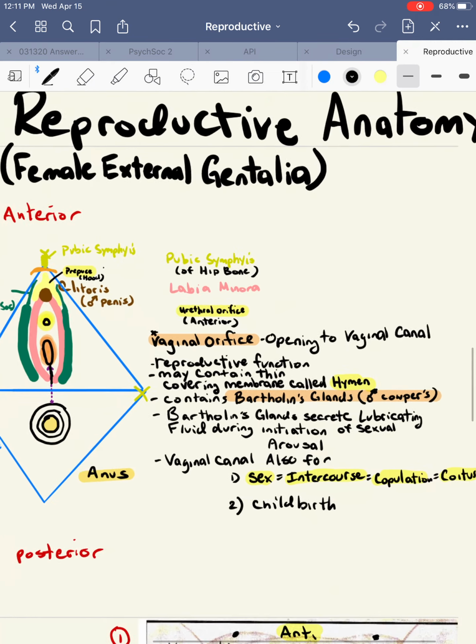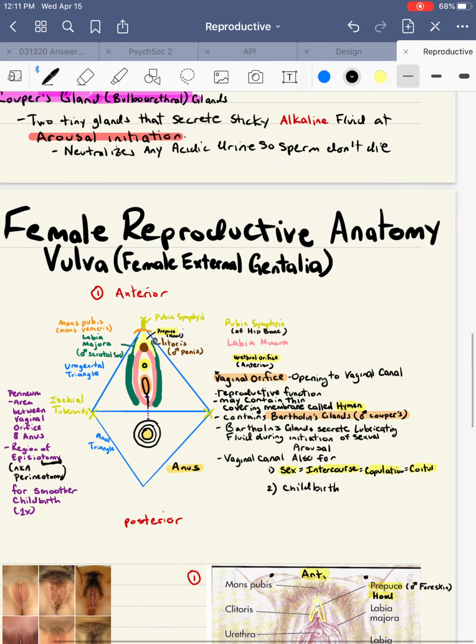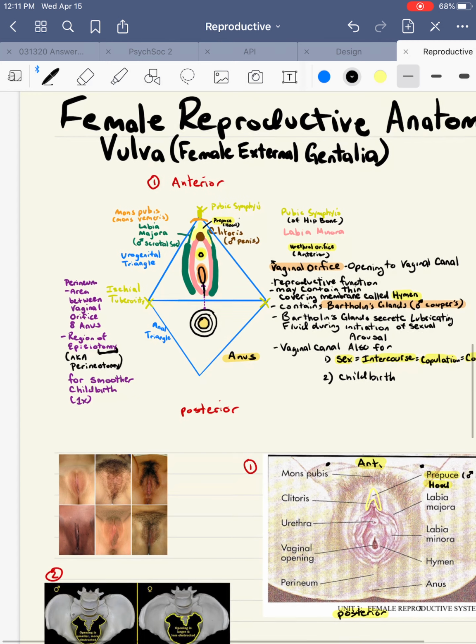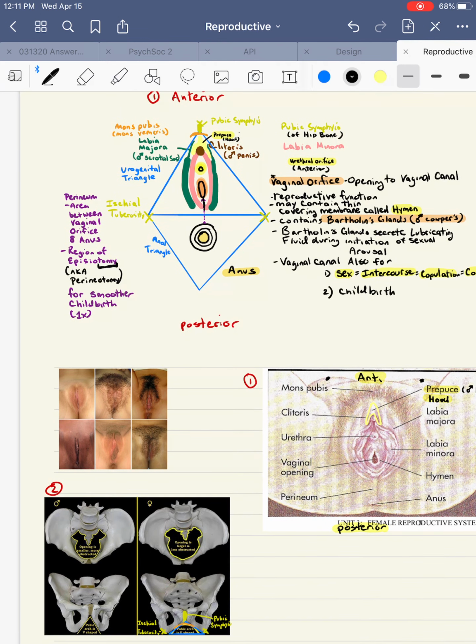Here I wrote the functions of the vaginal canal for you. It's got reproductive functions, right? That's for sex and childbirth. Let's see if I missed anything else. Okay, and we'll talk more in the next video.